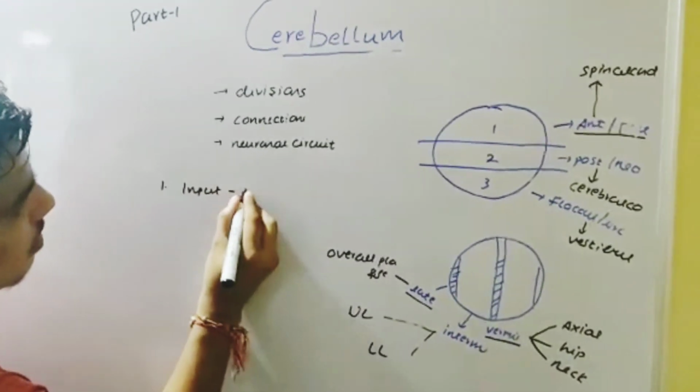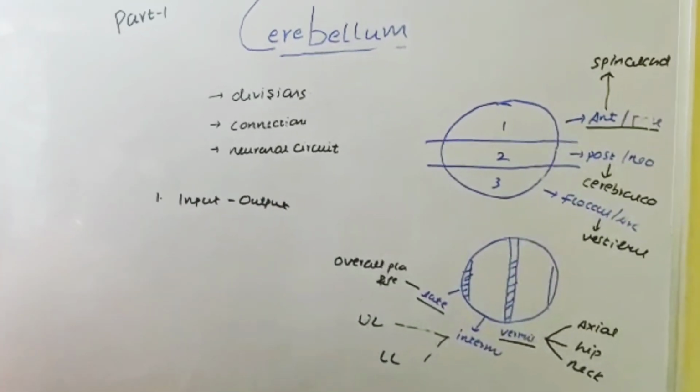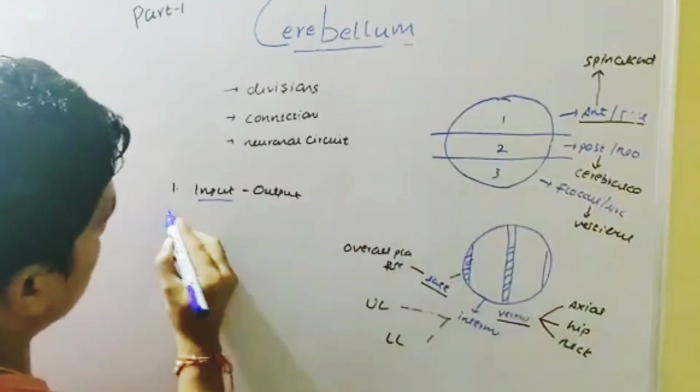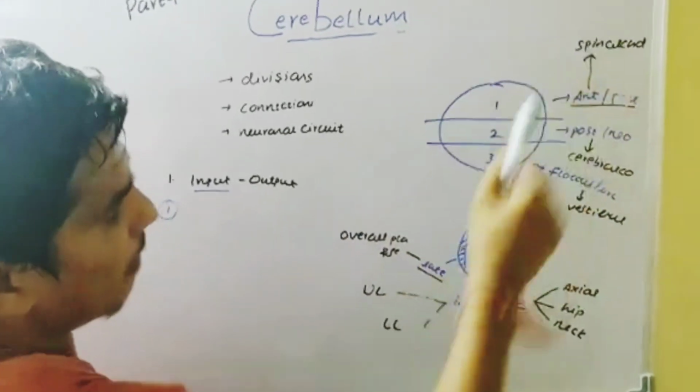So friends, to know the connections of cerebellum, you should know the inputs and outputs of cerebellum. Let us write the inputs. I have already said the first input is: the cerebellum is connected to the spinal cord.